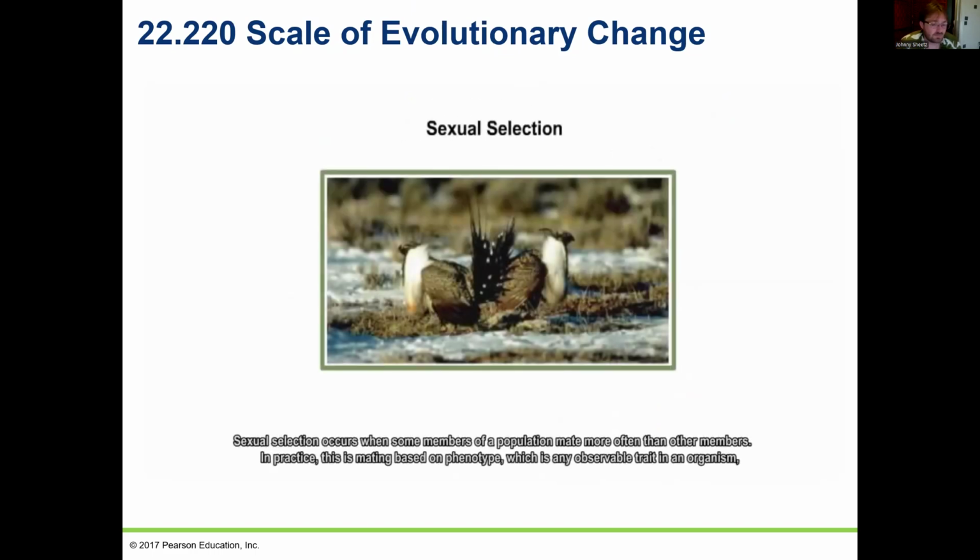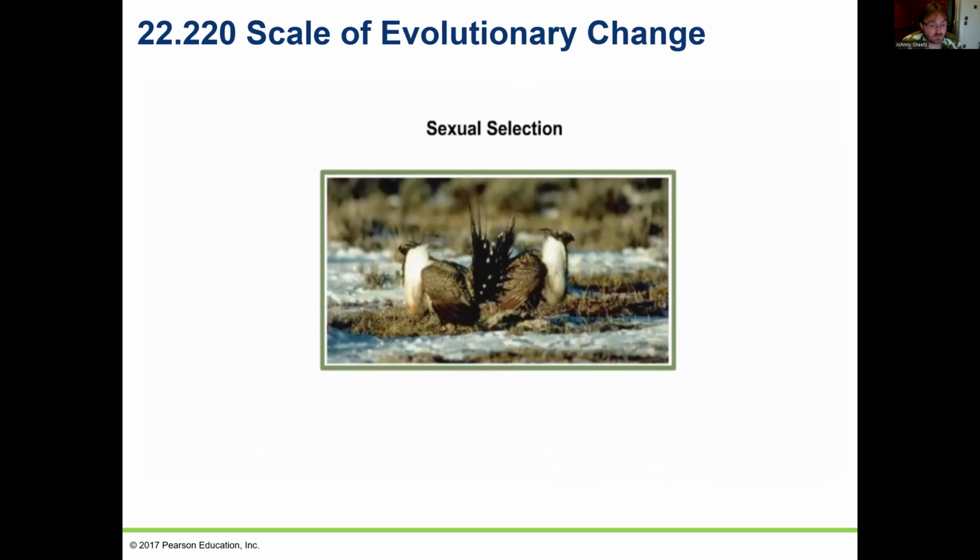Sexual selection occurs when some members of a population mate more often than other members. In practice, it is mating based on phenotype, which is any observable trait in an organism, including differences in appearance and behavior. It is the behavior of strutting and chest swelling in a male sage grouse that causes the succession of female grouse to mate with it rather than nearby competitors. It's easy to see that if one male mates 4 times as much as the average male of his generation, his allele stands to increase proportionately in the next generation.